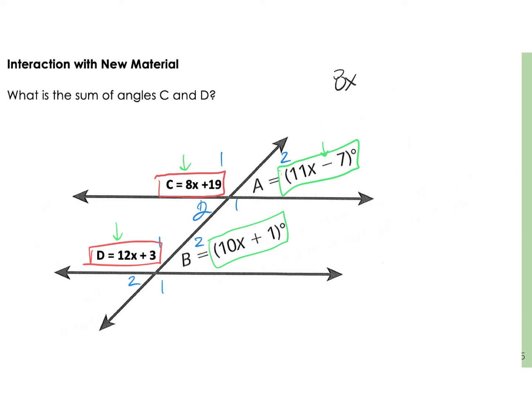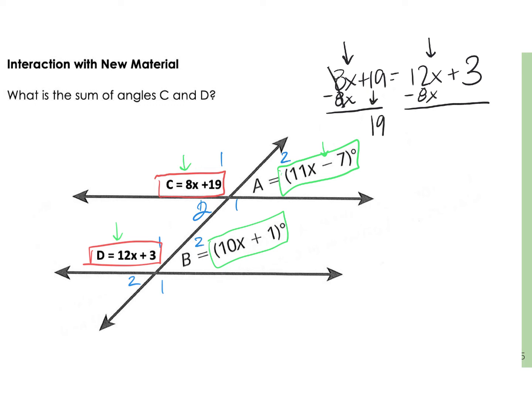So 8x plus 19 equals 12x plus 3, okay? We have to solve it. The first step is usually always the same. We have x's on both sides. We can't have that. So we're going to choose the smaller one, which is 8, and we're going to get rid of it. Since it's a positive 8, we subtract 8x here, and we subtract 8x here. These go away. Bring down your 19.